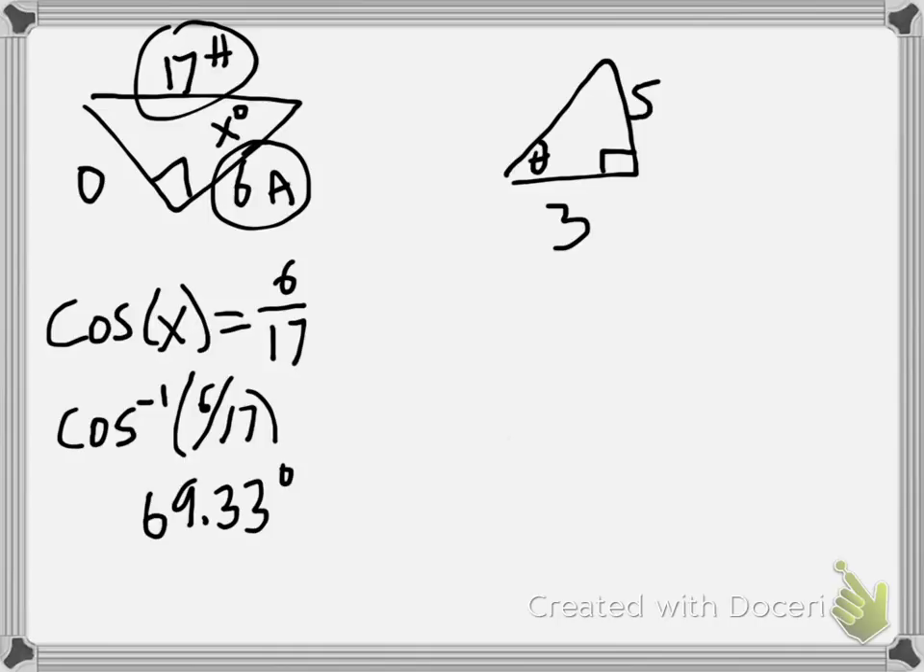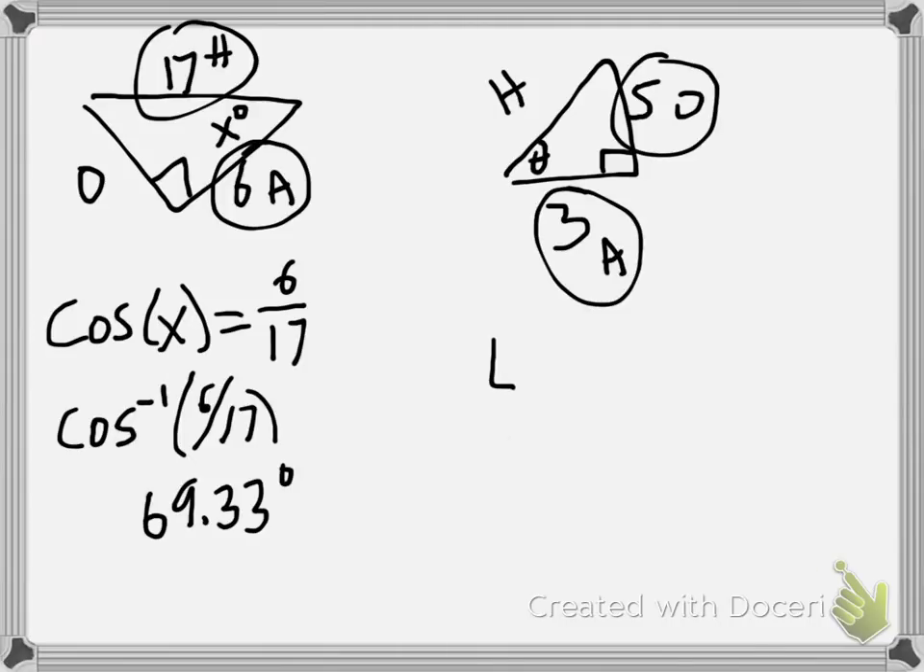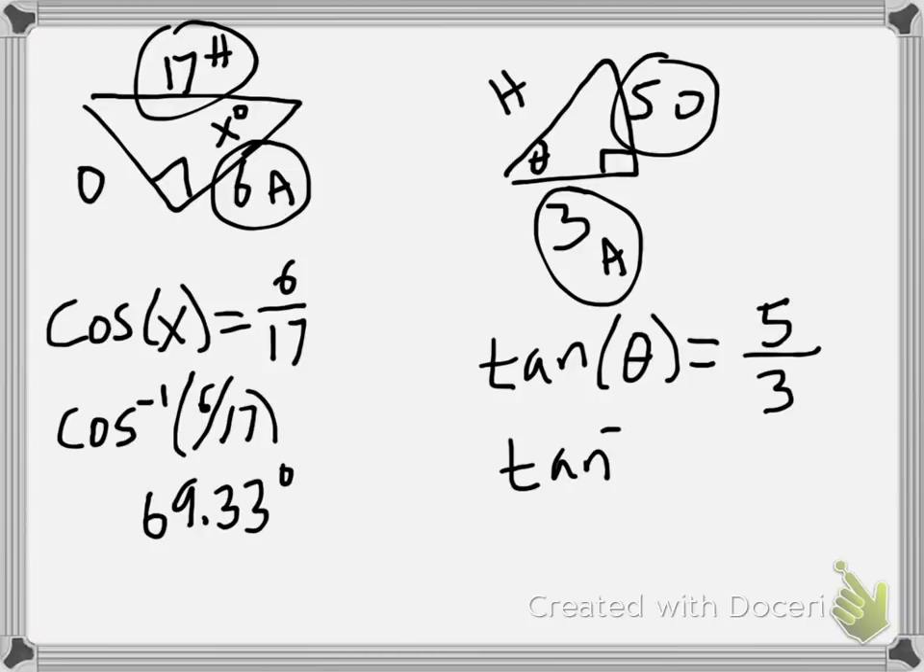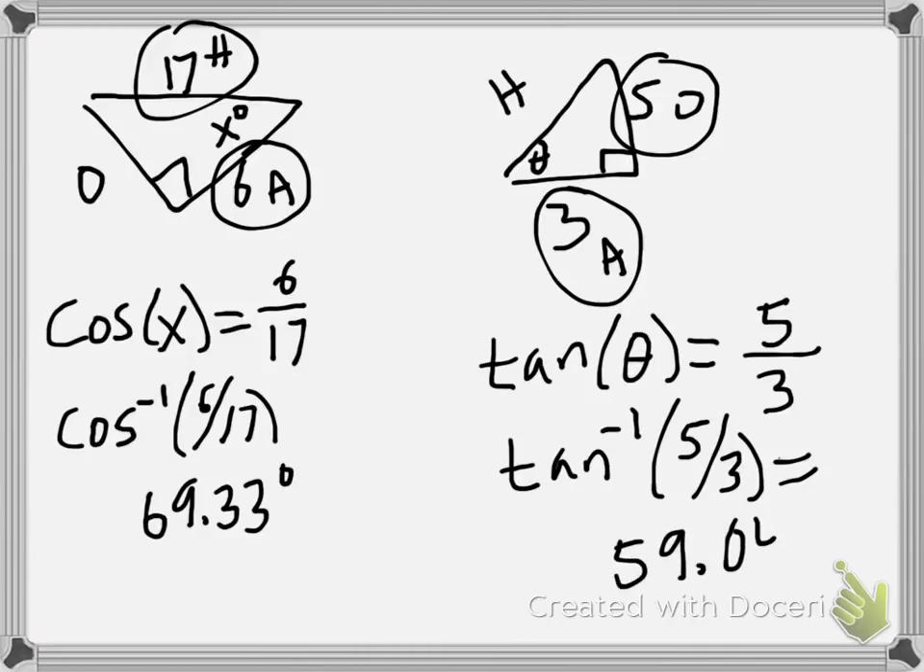So again, we're going to label our sides. There's my opposite, hypotenuse, and adjacent. Well, I know an adjacent and an opposite, so that means I'm dealing with tangent. So the tangent of theta, and you can write x if you want to, it's not a big deal, is, in this case, 5 over 3. So we do the inverse tangent of 5 over 3 and get 59.04. Okay, so again, these are pretty easy. Just make sure that you can find the missing angle with tangent.